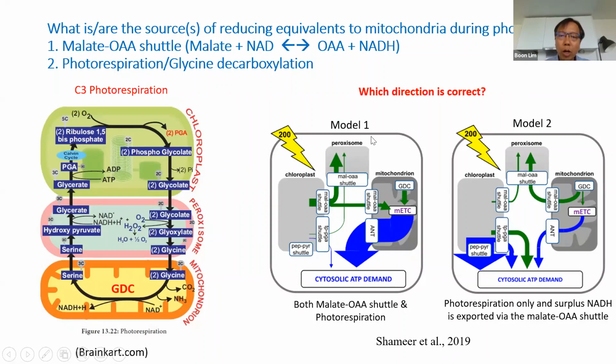Okay, so in model 1, both GDC and the malate-OAA shuttle supply NADH to the mitochondrial electron transport chain. And in model 2, the GDC generates too much NADH that exceeds the capacity of the METC, so that the surplus NADH has to be converted into malate and exported to the cytosol. So in these two models, the direction of the malate-OAA shuttles is opposite. This is import and this is export.